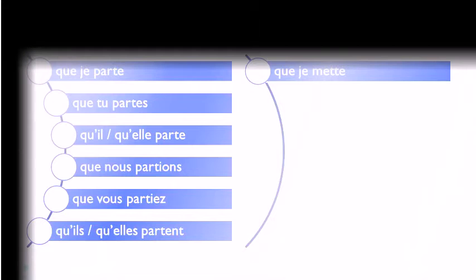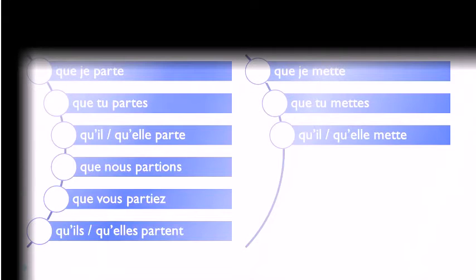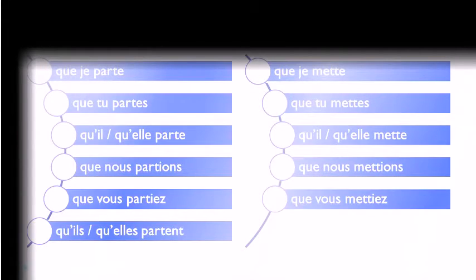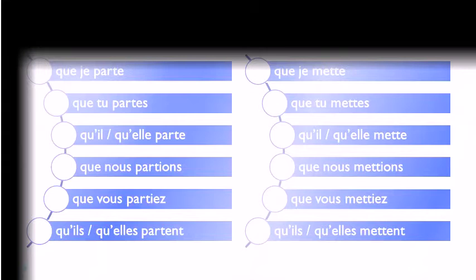Let's take another example. The verb mettre, to put: que je mette, que tu mettes, qu'il mette, qu'elle mette, que nous mettions, que vous mettiez, qu'ils mettent, qu'elles mettent. So you can see that for these verbs, it's exactly the same thing. The first part will stay the same. You just need to put the endings according to what we saw previously: ES, IONS, IEZ, ENT.